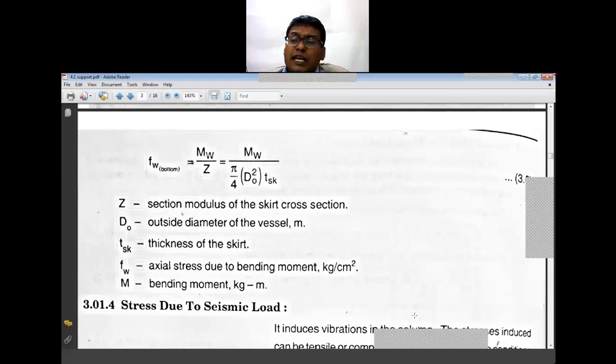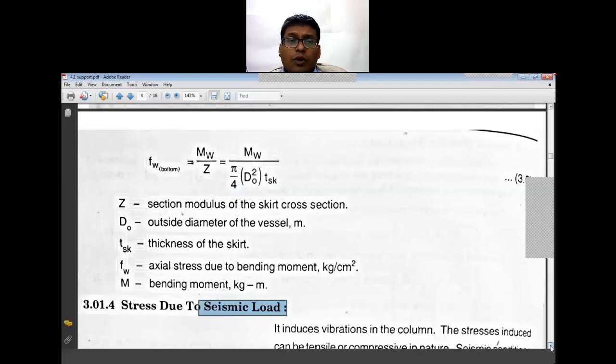So this is the Z, which is nothing but pi by 4 dO square into the TSK. Then this is for the stresses because of the wind load acting at the bottom section. Now next is the stresses because of the seismic load that is to be calculated.